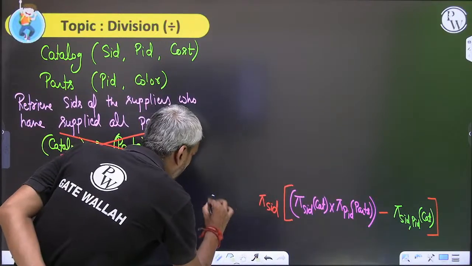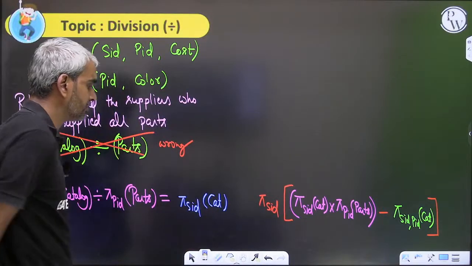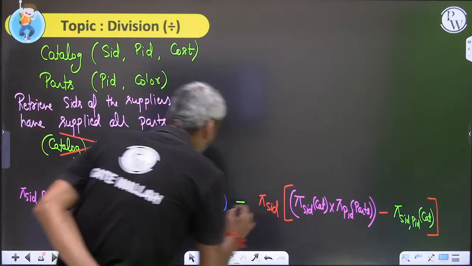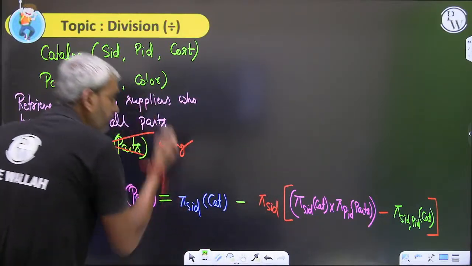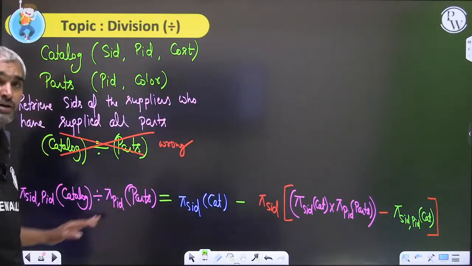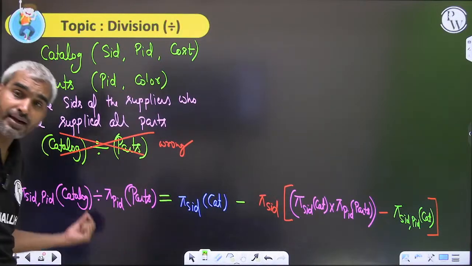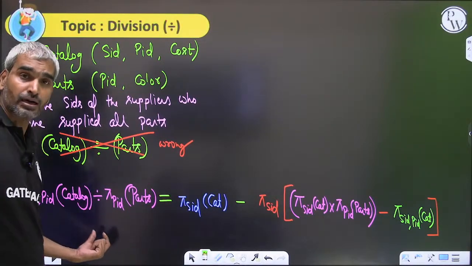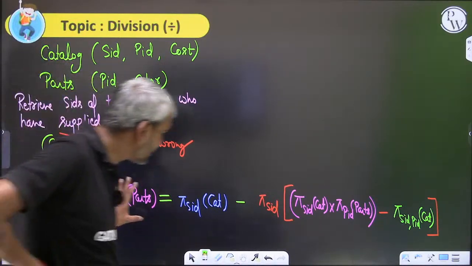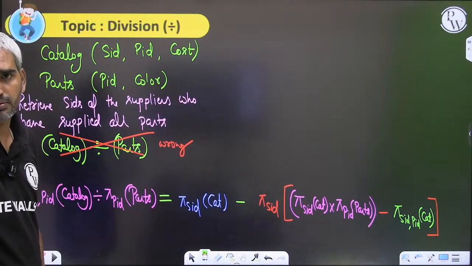Then you will have the SIDs of the suppliers who have supplied some parts. From that, if you subtract the suppliers who did not supply all parts, then you will get your answer. So this is how it will be derived. It will not be a single step operation that you simply write this and it will happen in a single go. No. If you write it in the short form, it will be valid syntax with respect to relational algebra, but internally this is what will happen in the system.